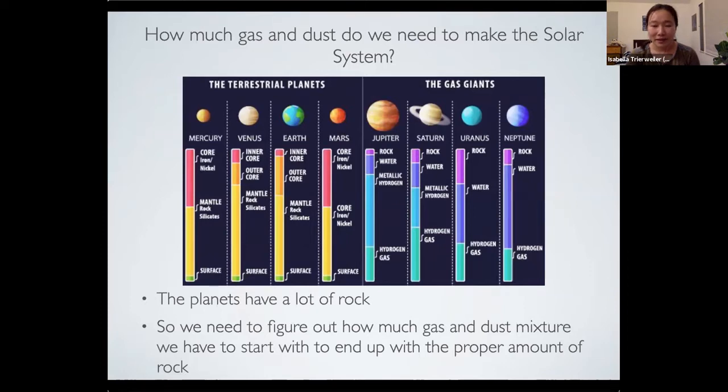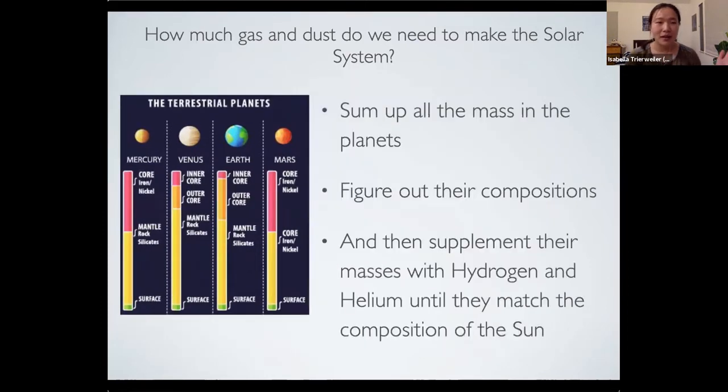And so the calculation that people have done is basically to sum up all of the mass in the planets. So we add up Mercury and Venus and Earth and so on. We figure out what these planets are made of. And then taking the mass of the planets, we're going to just supplement their masses. We're going to add on a bunch of hydrogen and helium gas until we build all of that stuff up to the composition of the sun. And by extension to the composition of our initial nebula.